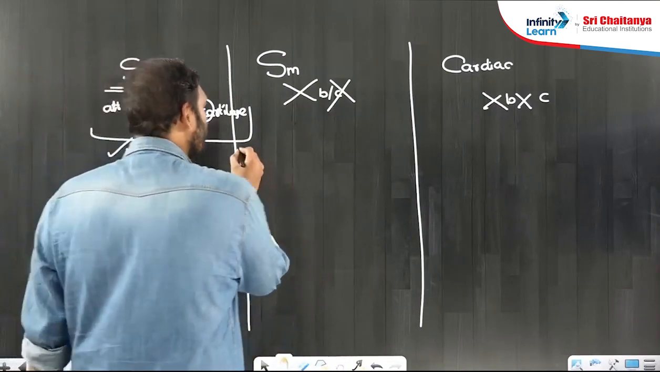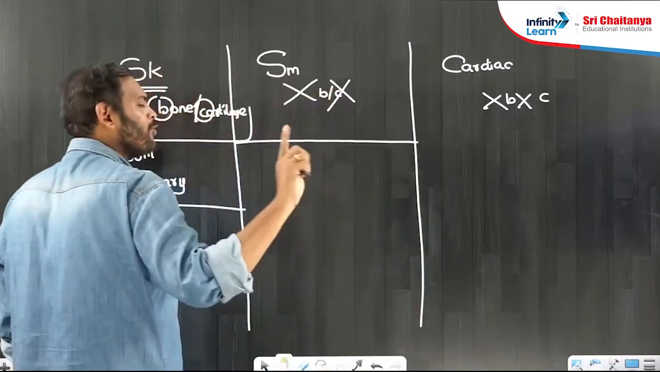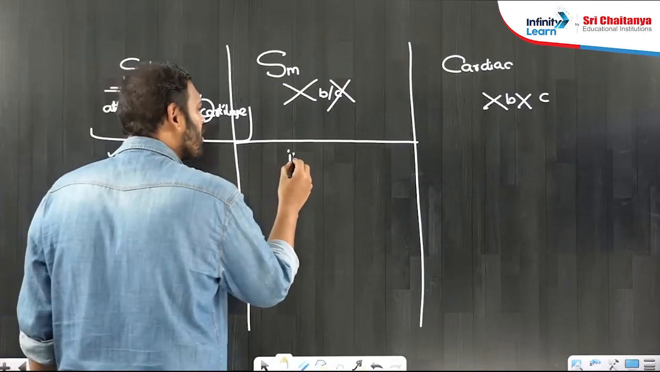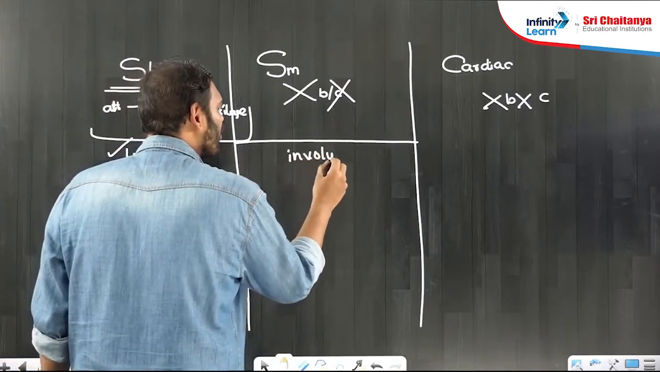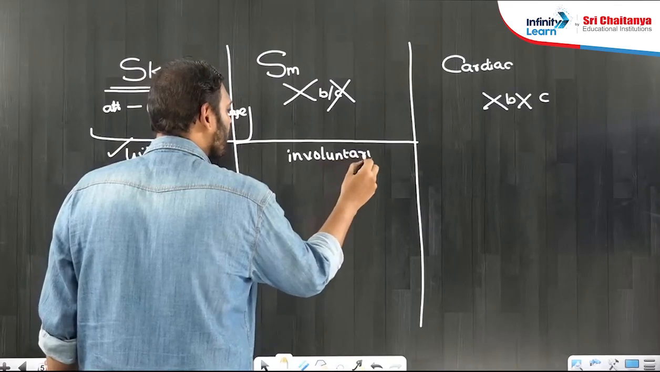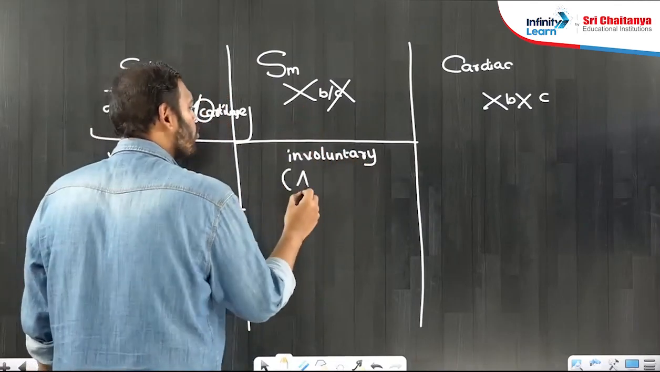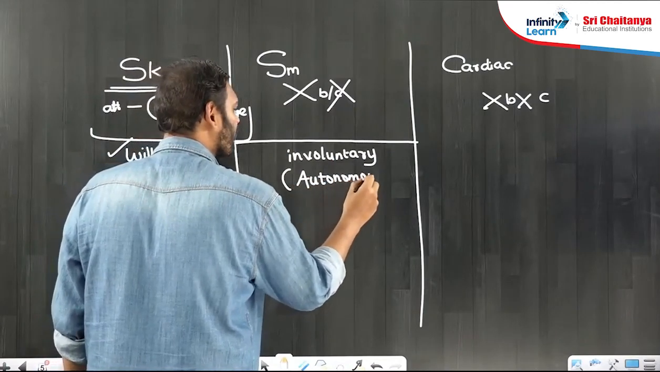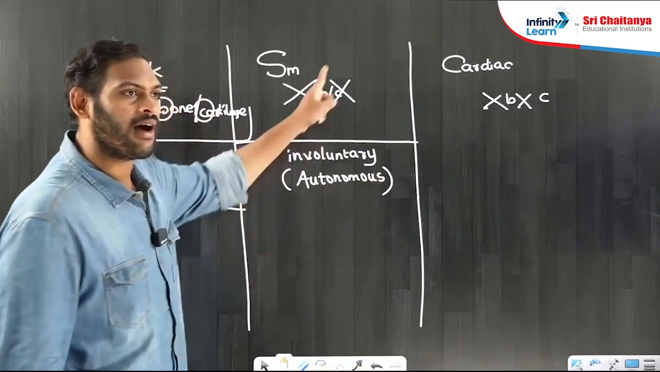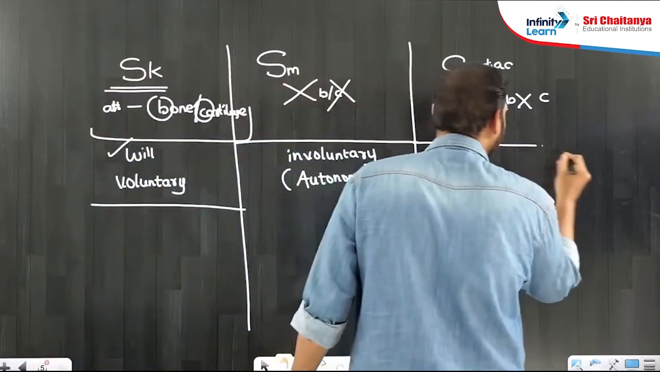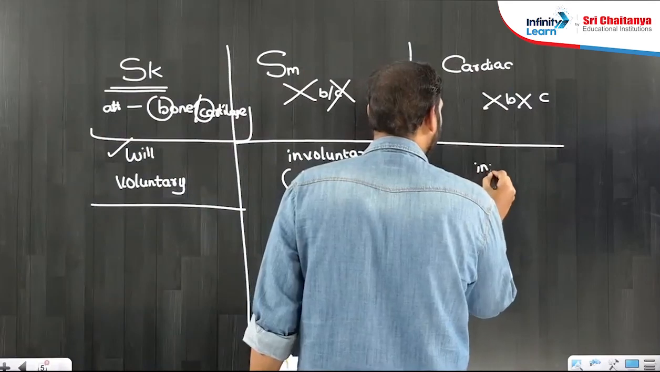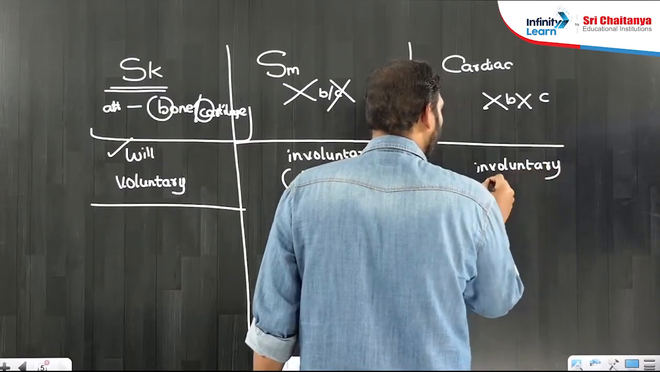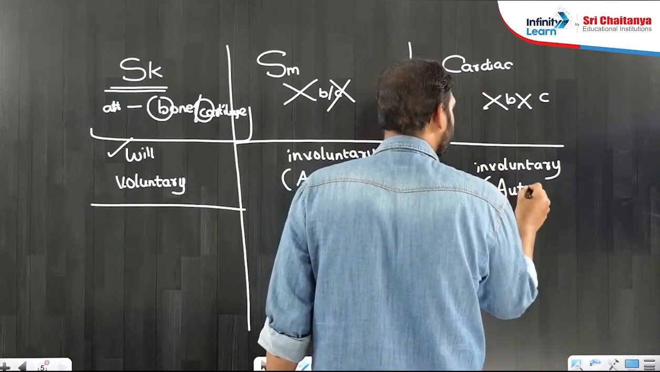But smooth muscle is not attached to bone, so you cannot control it voluntarily. It is involuntarily controlled. Your involvement is zero for this. We can say autonomous, automatically controlled. At the same time, even cardiac is not attached to bone, therefore it is also involuntary. Synonyms for involuntary: automatic, autonomous.